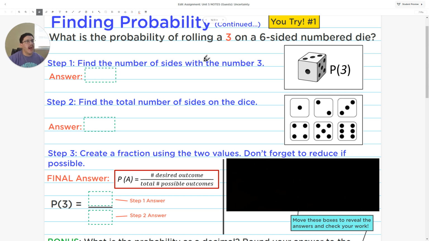So find the number of sides with the number 3. And then as you look on a die, there's only one space with 3 on it. And so we have 1. Find the total number of sides on a die. We have 1, 2, 3, 4, 5, 6 sides to a die, to a cube. So 6 is the total.